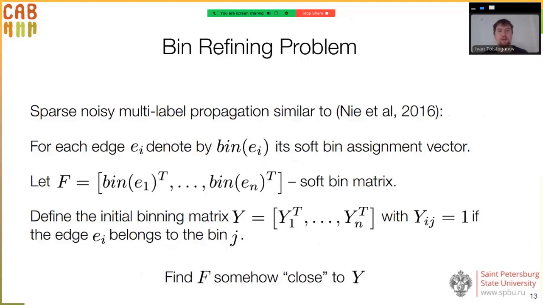First, let's formulate a clearer description of the bin refining problem. What we want to obtain is a solved bin matrix F, where element Fij is the probability of assigning bin j to edge ei of the assembly graph. And what we have is the initial bin matrix Y, where element Yij is 1 if bin j is assigned to edge ei and 0 otherwise. Since the initial binning usually misses short contigs, Y has a lot of 0 rows, which is not what we want from F, but we must trust the initial assignment for long contigs. So our preferred result is a solved bin assignment matrix without 0 rows, which is somehow close to Y.